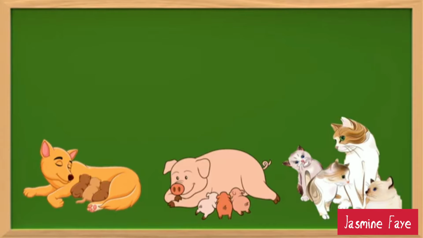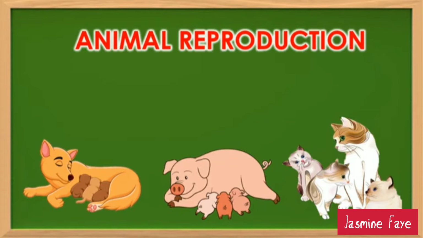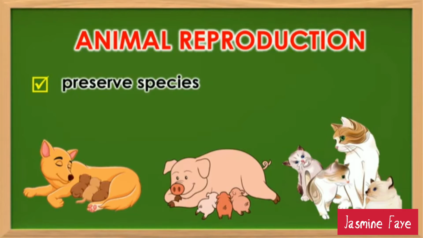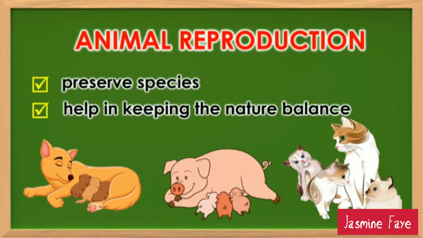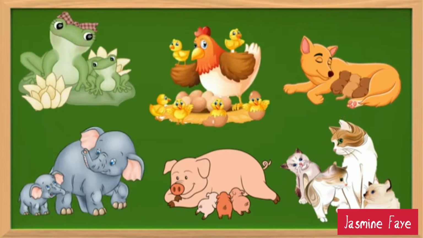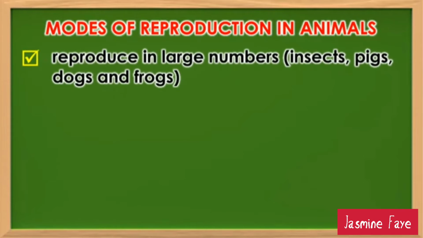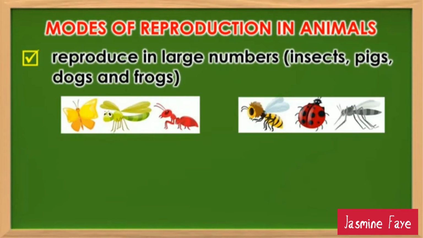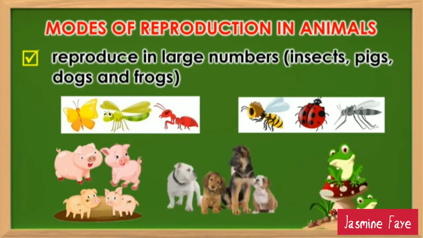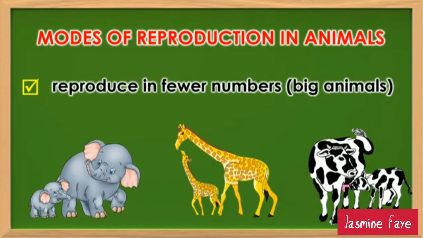Animals have the means to increase their number through reproduction. This is to preserve their species and to help in keeping the nature balance as they interact with other animals. Different animals have unique modes of reproduction. It can be noticed that some animals can reproduce in large numbers, like insects, pigs, dogs, and frogs, while some animals cannot. On the other hand, those big animals generally reproduce in fewer number.